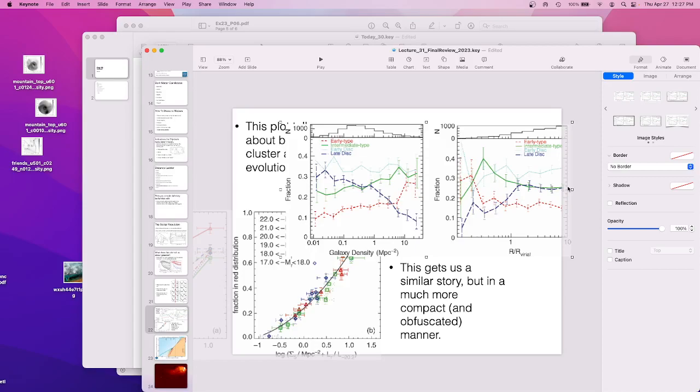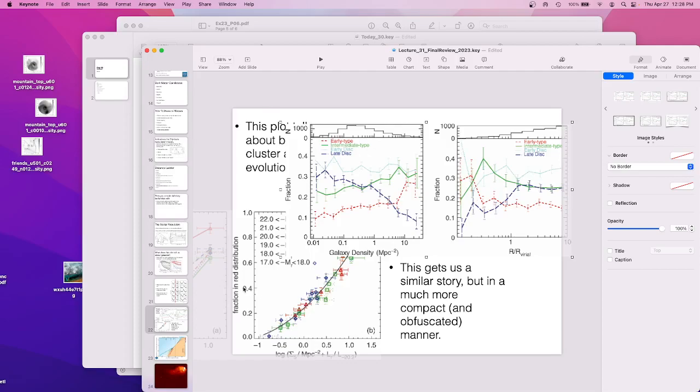So is it because the density is high, and the high density turns spiral galaxies into red galaxies? Or are we just shifting everything around? Are we actually changing the population of galaxies, or are we just moving them so that the red ones are in the middle and the blue ones are on the outside? That's the question. Is the galaxy population actually changing?